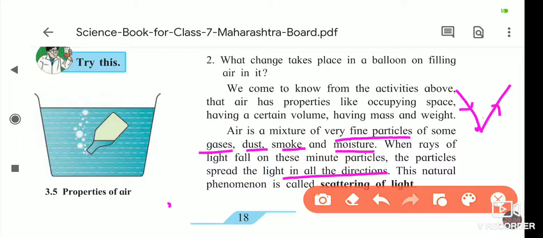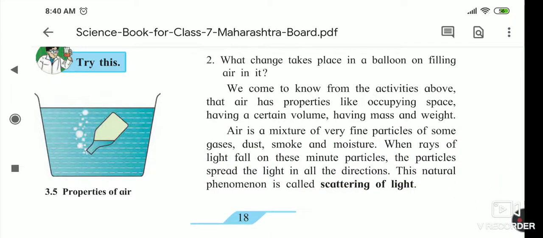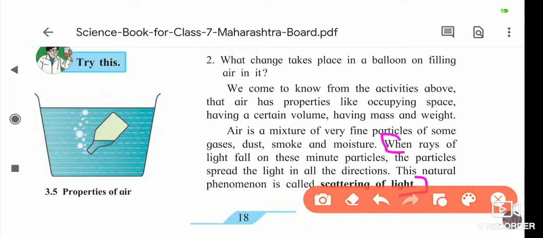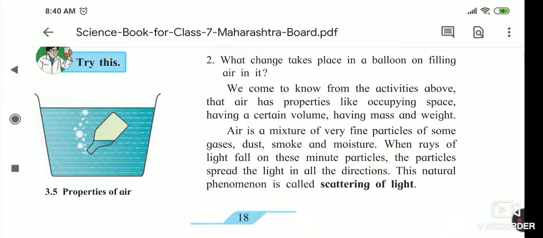So when this light ray falls on it, it reflects, like when light falls on a mirror and reflects. You people play with your watch glass, and when light falls on it, it reflects, and you see the light on the floor or on the top of where you are standing. This natural phenomenon is called scattering of light. So what is the definition of scattering of light? When light rays fall on minute particles, the particles spread the light in all directions, and this is called scattering of light.